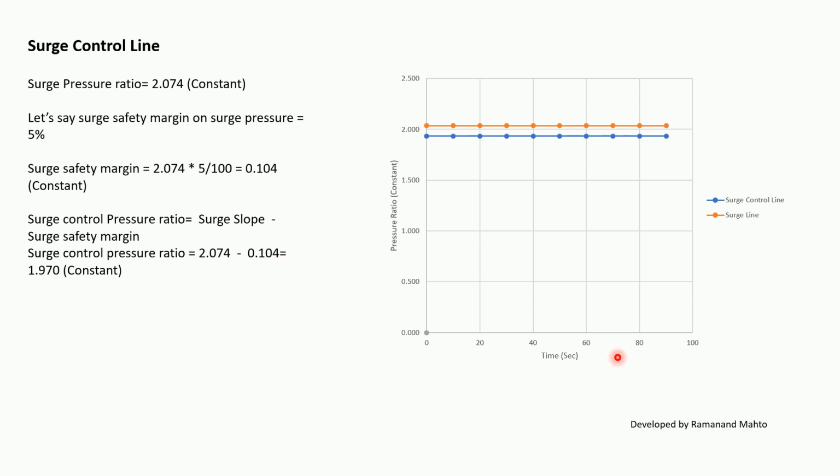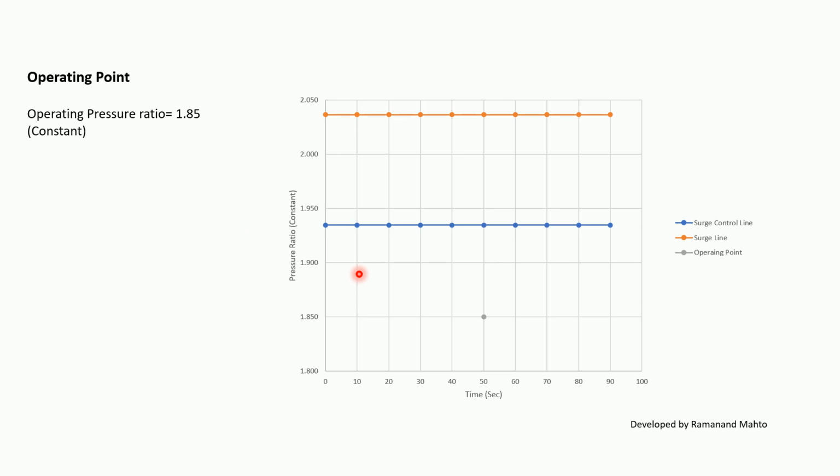So now the x-axis is time and the y-axis is pressure ratio. The surge line is 2.074 and the control line is 1.97. The operating point, the operating pressure ratio, is 1.85, which is below the control line, which is safe. The x-axis is time and the y-axis is pressure ratio.